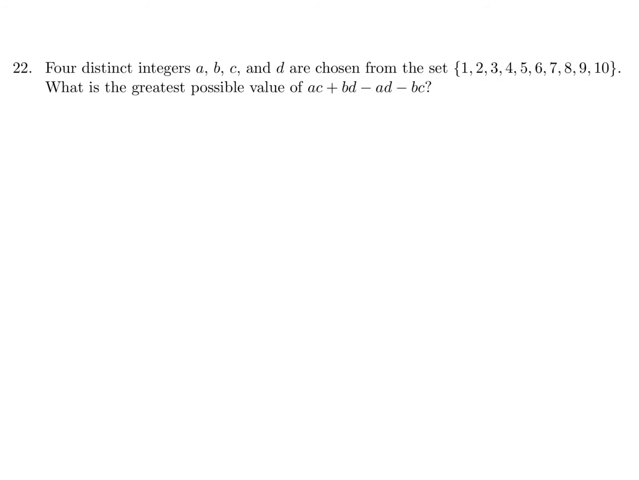4 distinct integers a, b, c, d are chosen from the set 1 through 10. What is the greatest possible value of ac plus bd minus ad minus bc? Okay. Before we tackle that, we'll probably need to manipulate it a little bit because currently it doesn't have that obvious of a value.